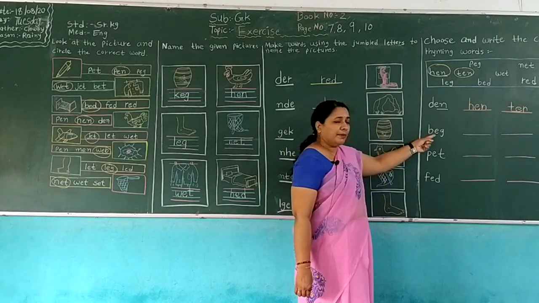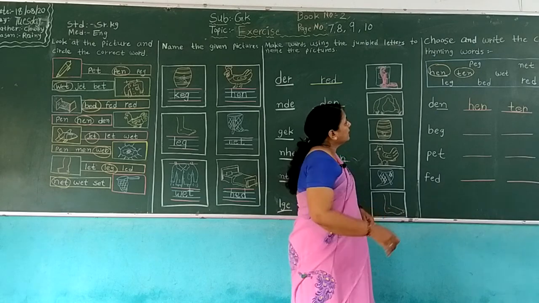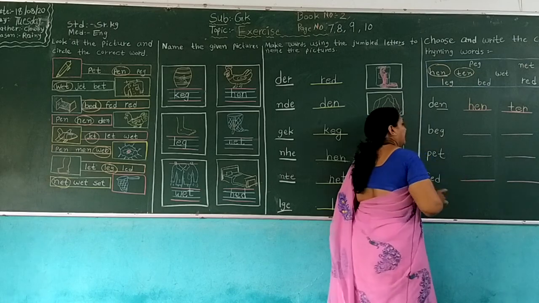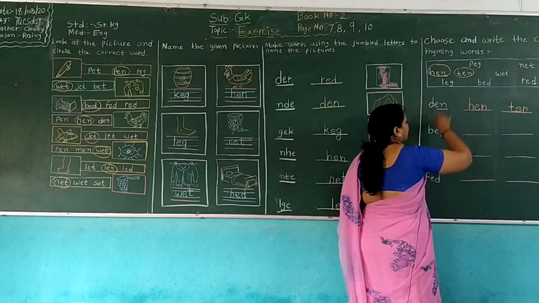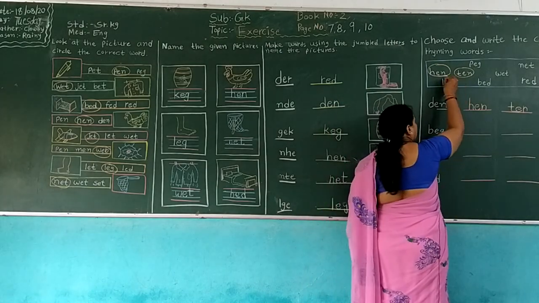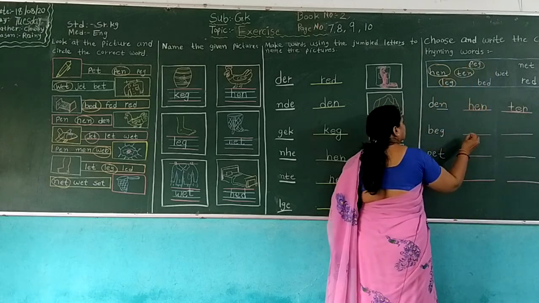Now next is a bag. Now we find in the box. Bag. It's related to bag. And leg, leg. That means it is also related to bag. So we circle leg, leg, like here.